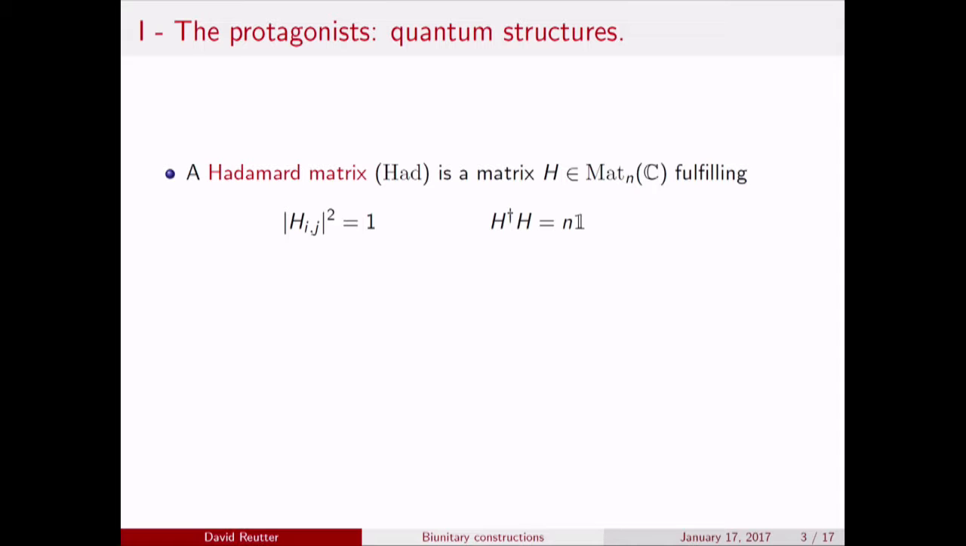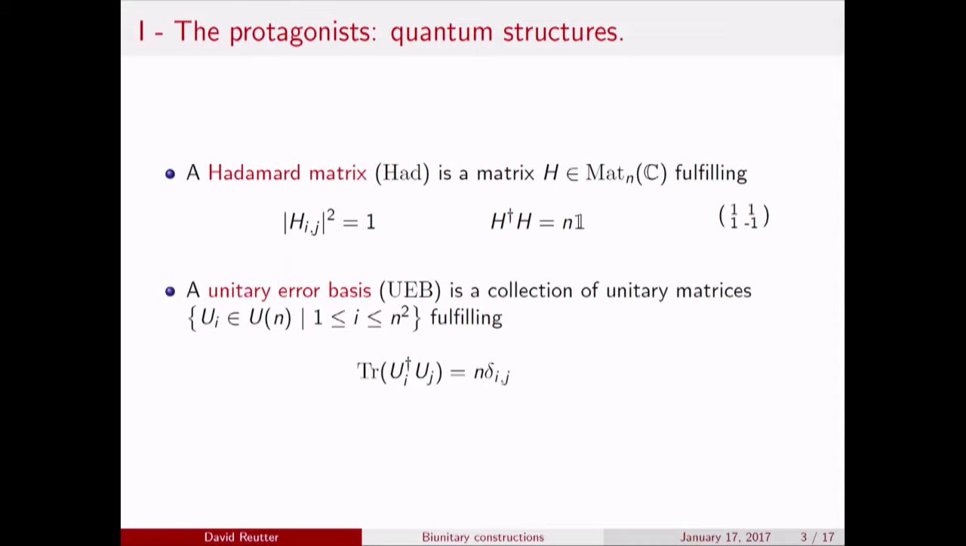Our protagonists are quantum structures. An example for a quantum structure is a Hadamard matrix. A Hadamard matrix is a square, complex matrix such that every entry has modulus 1, and such that that matrix is proportional to a unitary matrix. The Hadamard matrix we all love and know is the following: 1, 1, 1, minus 1. It's clear that this is a Hadamard matrix. Every entry has modulus 1 and it is proportional to a unitary matrix. But there are many, many more interesting, complicated, weird Hadamard matrices around.